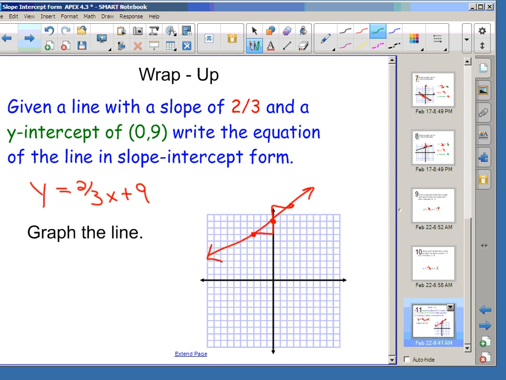So if you go to Apex section 4.3 slope-intercept form and take the quiz 4.3.3, you should be good to go.